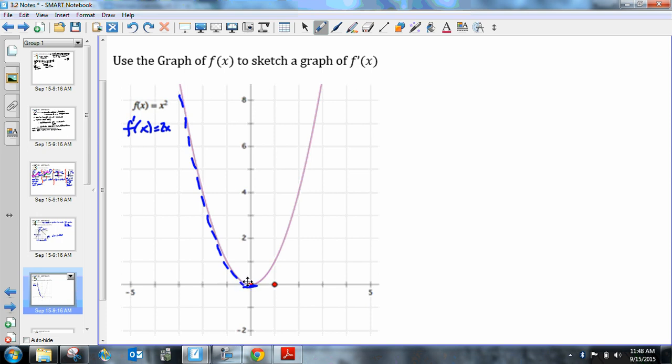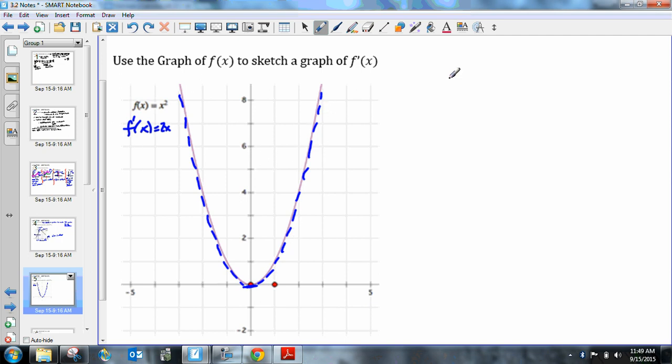This slope down here is 0. Coincidentally, I have a minimum. And then all of a sudden it changes, and the slopes of my tangent lines become positive. So here's the thing that we need to realize, guys: these slopes change from negative slopes, they get less and less negative till they get to 0, and then they get more and more positive.